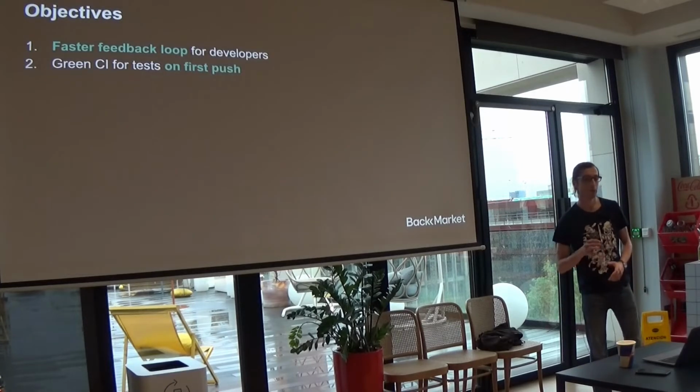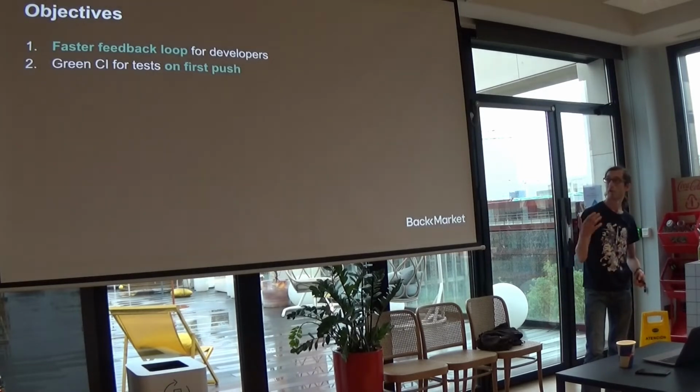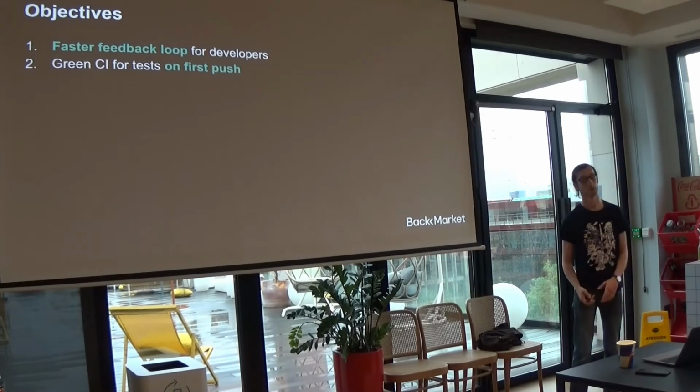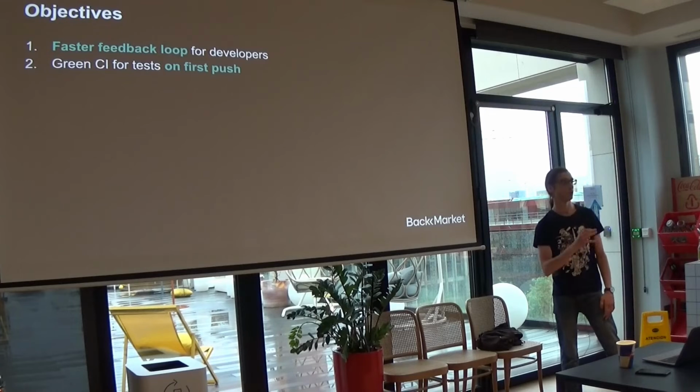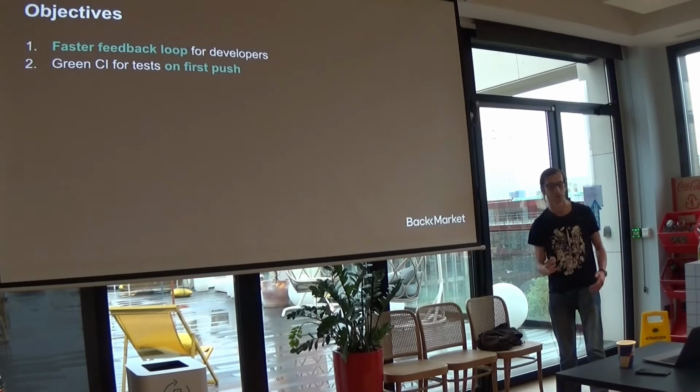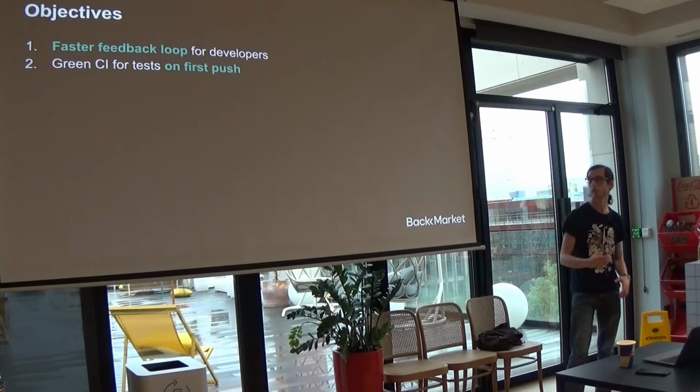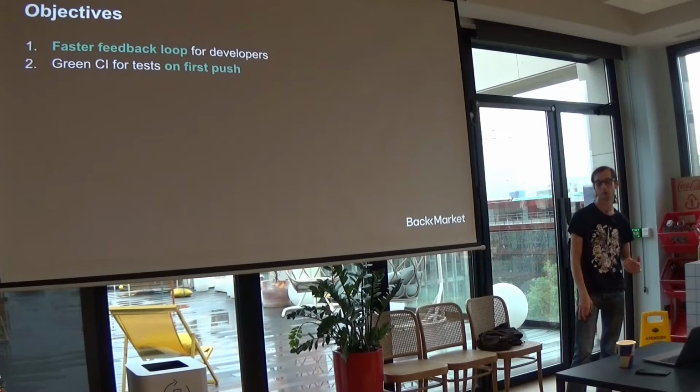So now that we have a potential way of assessing a solution, we need to first define objectives with the solution. So the first objective is to have a faster feedback loop for developers. And the second one is to have a green CI test whenever there's a first push from a developer, because it's painful for developers to push code without knowing if the test will be green or not in the CI.